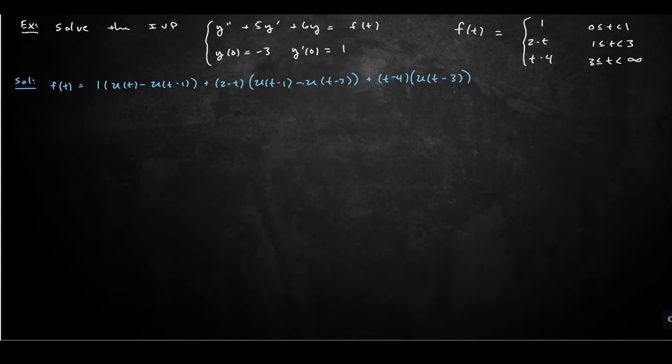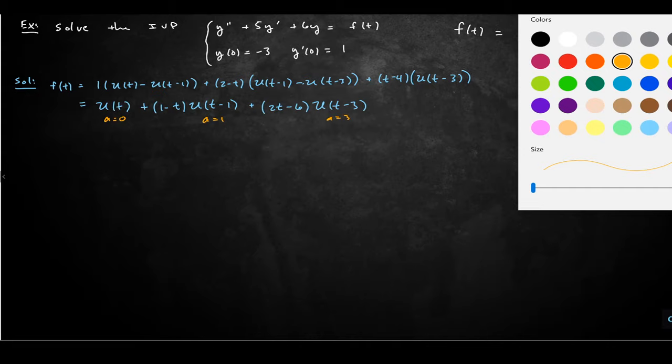Again, we want to simplify that, collect like terms. And I think I'm going to just skip the algebra. And then we should end up with something like u of t plus 1 minus t times u of t minus 1 plus 2t minus 6 times u of t minus 3. So that's our right-hand side of our differential equation, basically. A equals 0, A equals 1, A equals 3.